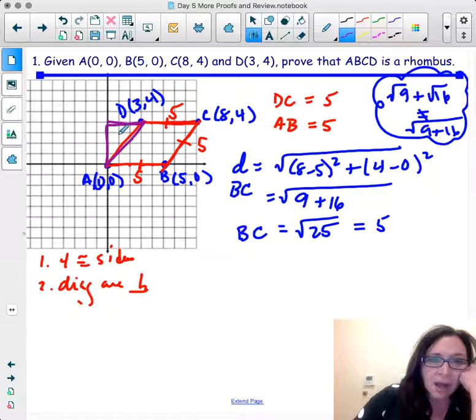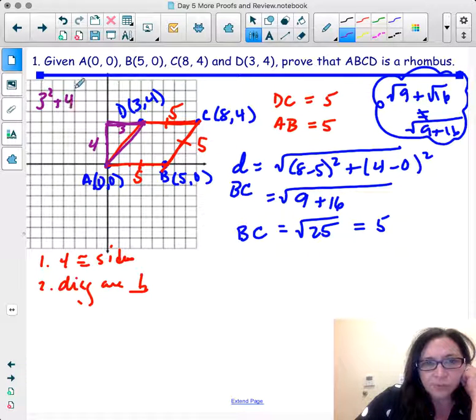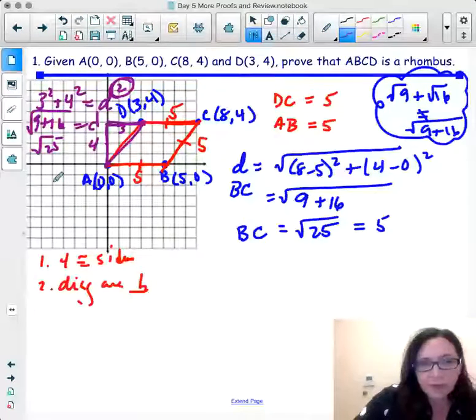And so we know that this length is 1, 2, 3, 4, and this length is 1, 2, 3. So I could use Pythagorean theorem to find this third side, and I could go 3 squared plus 4 squared is equal to this side squared. I'll call it the whatever distance squared. So we have 9 plus 16. Getting rid of this square, we're going to square root both sides, and we get the square root of 25, which is 5. So I also know that that length is 5.